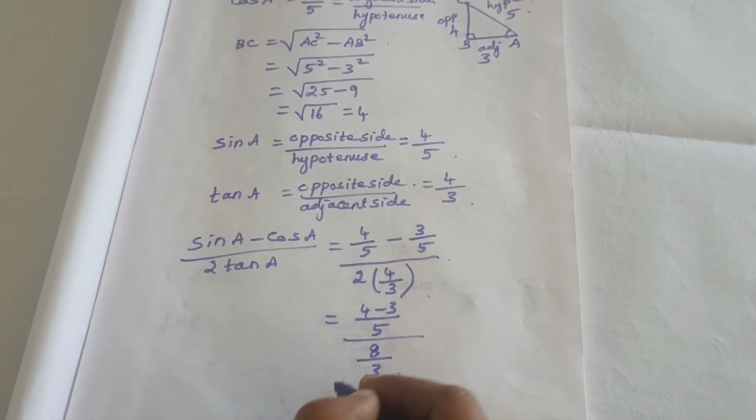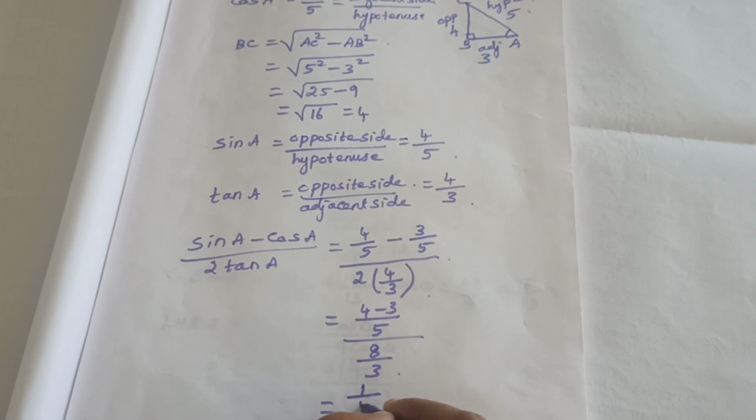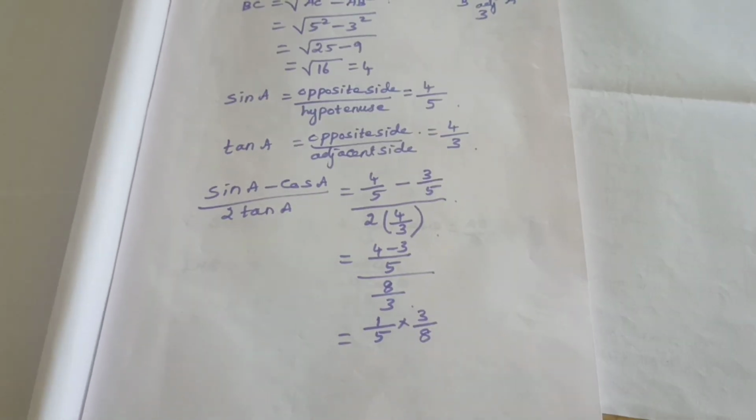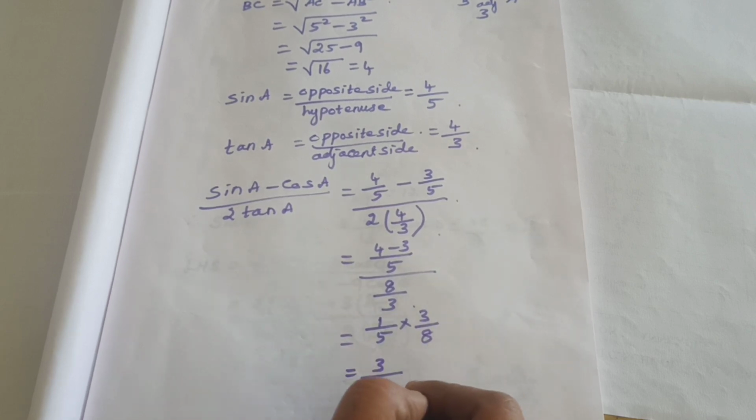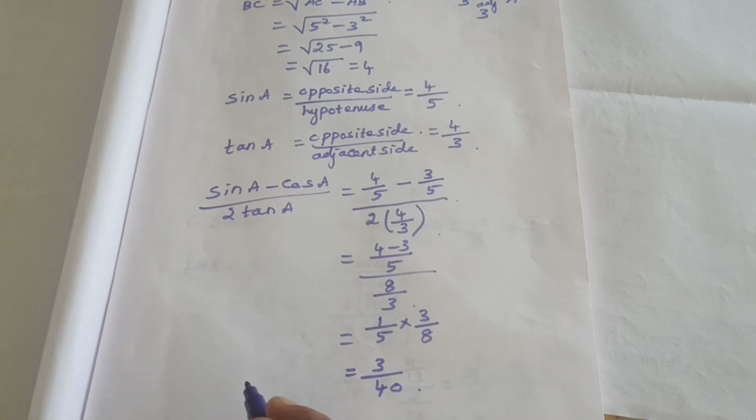Then 4 minus 3 is 1, isn't it? 1 by 5. Take the reciprocal of this one, 3 by 8 we will get. Then this to multiply, 1 into 3 is 3 divided by 40. Therefore the answer is 3 divided by 40. Have you understood? Then this question is very simple. So you can do this type of question.